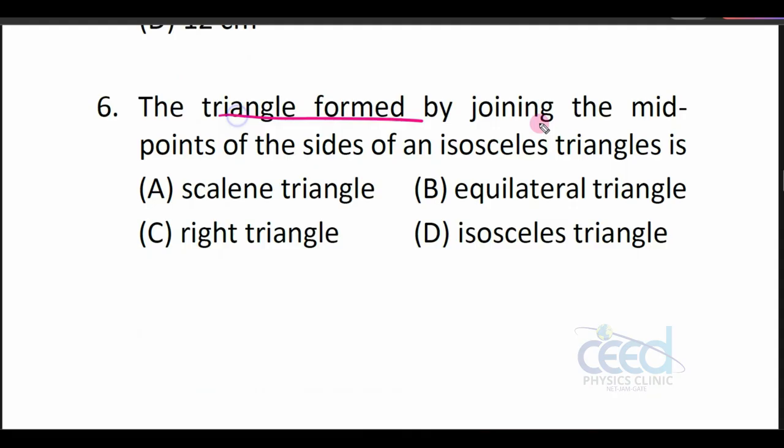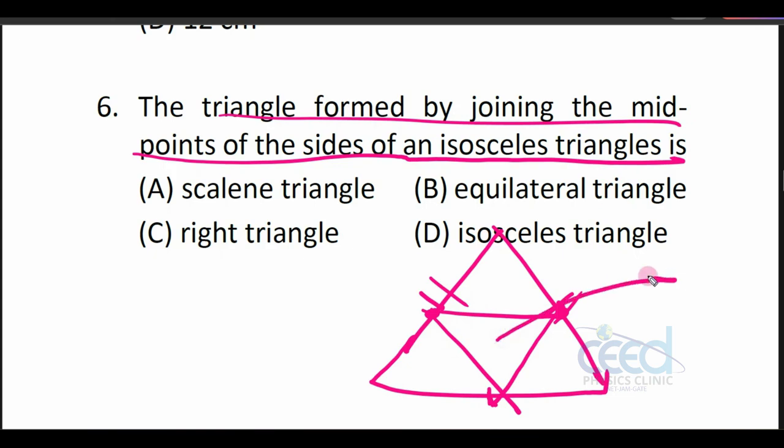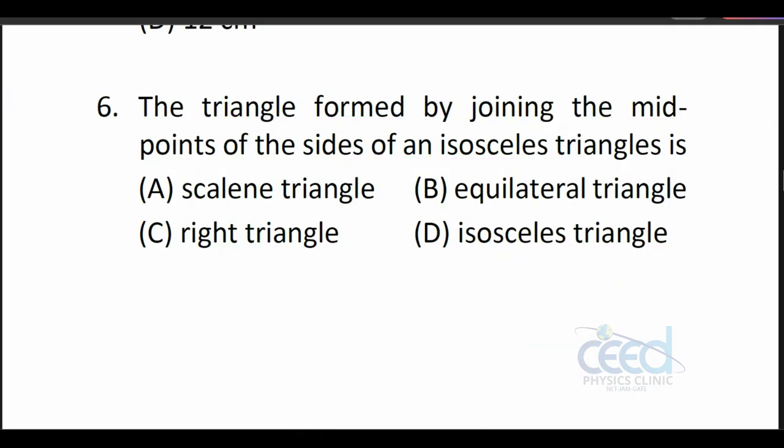See, the triangle formed by joining the midpoints of the sides of an isosceles triangle. One isosceles triangle you have, say this side equal. Then the midpoints you take, you join them, and then take the midpoints. Then this is another isosceles triangle, right? It never becomes an equilateral triangle. Why? Because this side is different, so its midpoint is not equally divided, right? So it is another isosceles triangle, right?